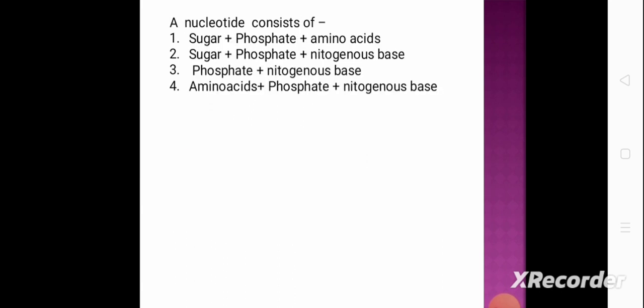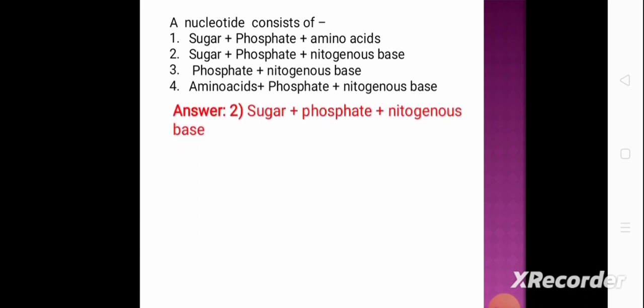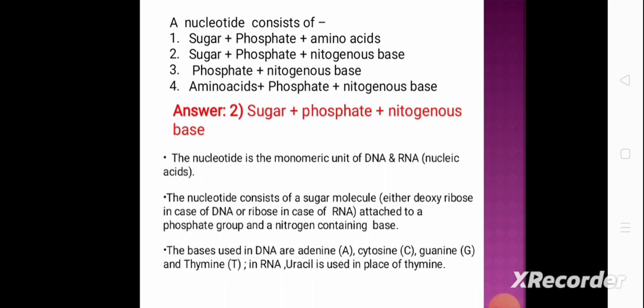Next question. The nucleotide consists of option 1 sugar plus phosphate plus amino acid, option 2 sugar plus phosphate plus nitrogenous base, option 3 sugar plus nitrogenous base, option 4 amino acid, phosphate and nitrogenous base. And the correct answer is option 2, that is sugar, phosphate plus nitrogenous base.